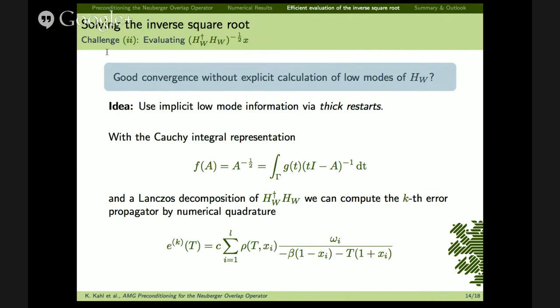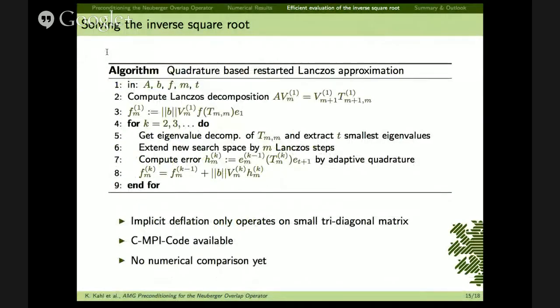In this way you can actually have a restarted function evaluation. And the nice thing about restarts is now you can also think about something like thick restarts, where you say, okay, in the first step I can extract spectral information about the operator that I try to apply my function to, and now, instead of starting my Krylov subspace from scratch, I can put in some information from the first cycle. Okay, this is what we then call thick restarts. And this is basically the algorithm.